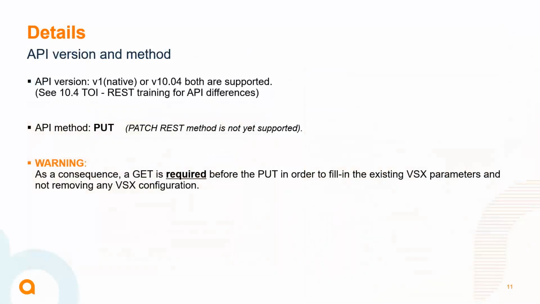Just one point, you really need to do that get in order to include the mandatory VS6 parameters. If you do not include those parameters, you will lose a part of the VS6 configuration. So this is important to make sure that everything that is already configured in VS6 is kept in the put, in order to not replace or remove any parameters.